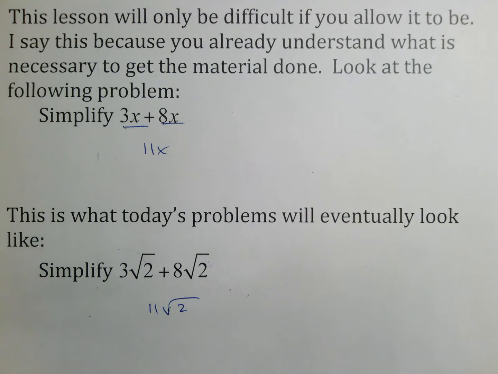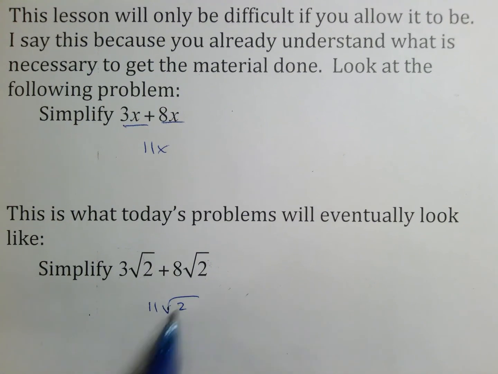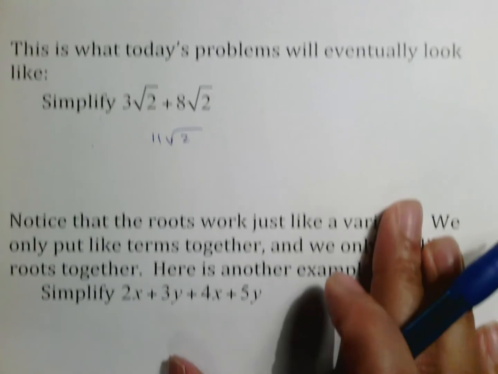If you have an issue with keeping yourselves under control and trying to make sure you understand the rules that I just told you, then it's going to be a long day. But again, a root 2 added to itself stays a root 2. I've got 3 of them here. I've got 8 of them there. I've got 11 root 2's altogether, and that's pretty much what you're looking at.